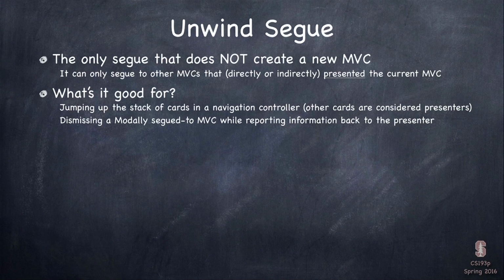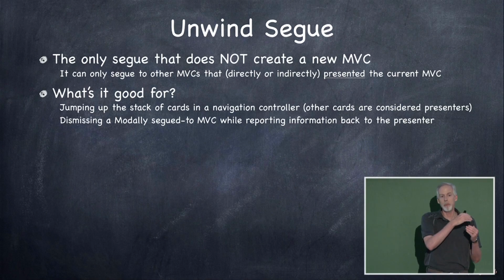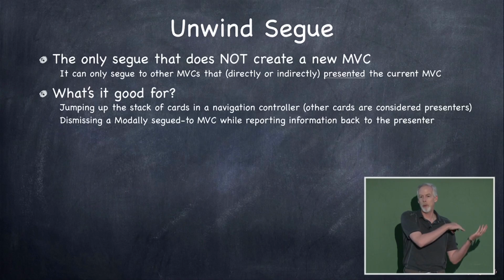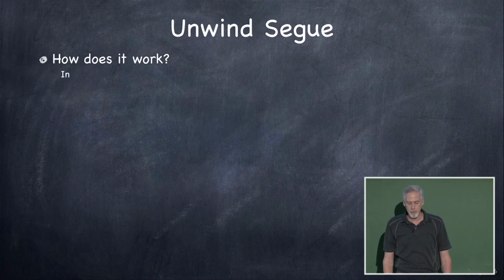You're going to unwind your view controllers. What's it good for? Like I said, it's good for communicating back information after a modal one is done, and also good for jumping back up the stack of cards in a navigation controller more than one step, because it can go back to guys who presented guys who presented guys, so it can jump all the way back. How does it work?